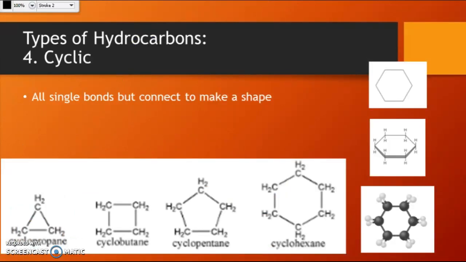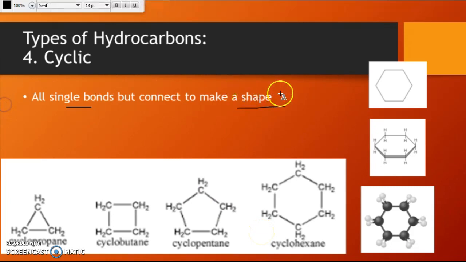All right, our fourth type of hydrocarbon is called cyclic. Cyclic, like cycle, like circle. All single bonds, but they connect to make a shape. Sometimes the shape is a triangle, like cyclopropane. It could be a square, cyclobutane. A pentagon, cyclopentane. A hexagon, cyclohexane.